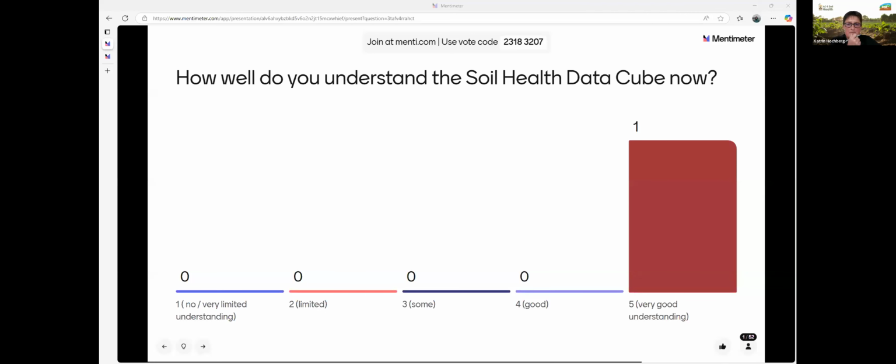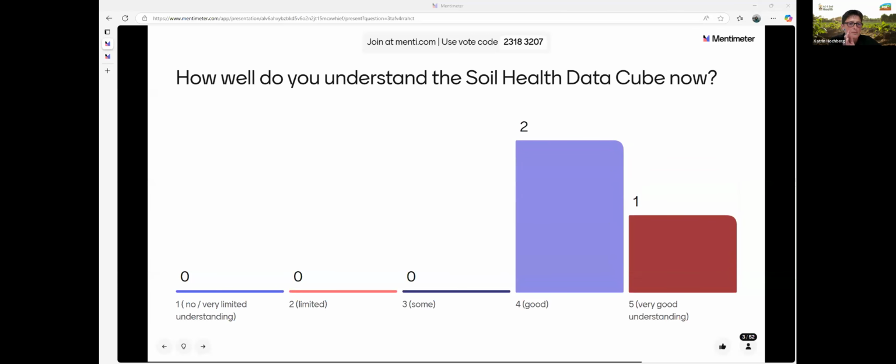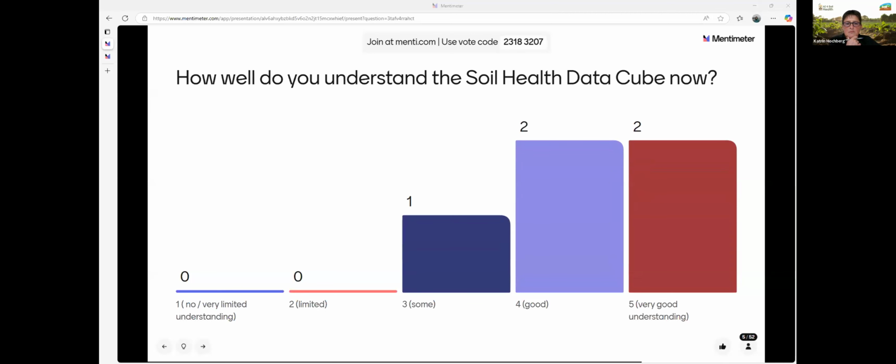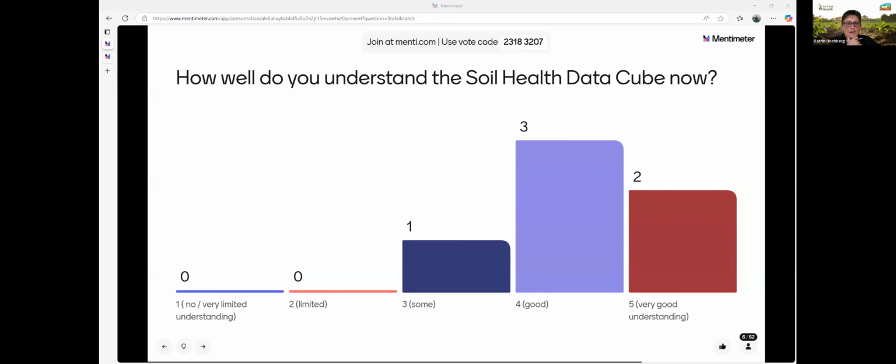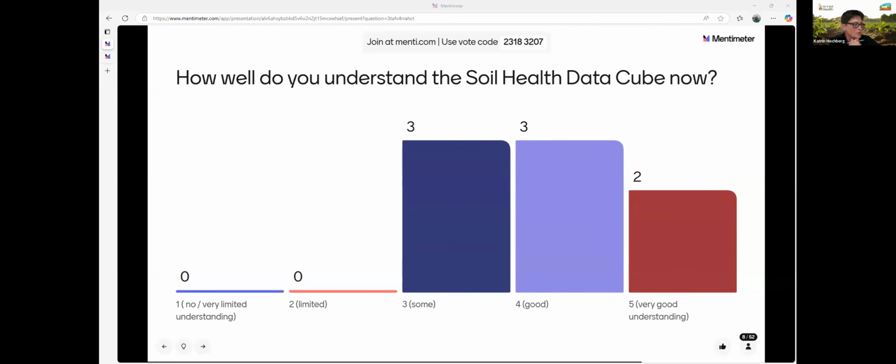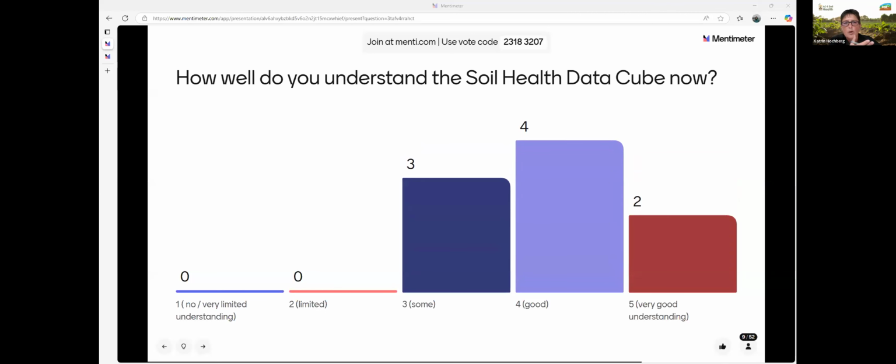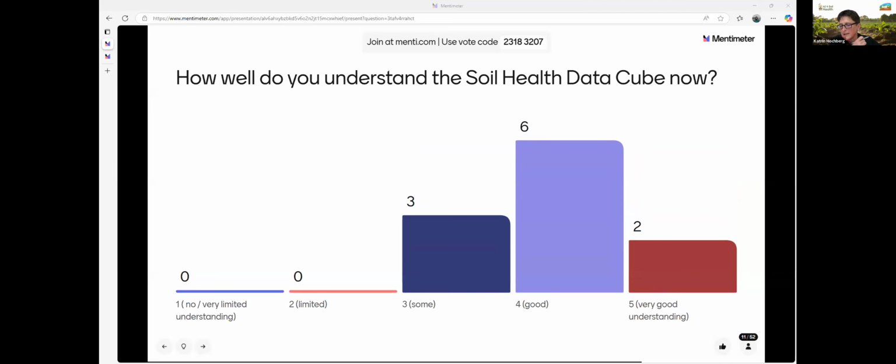Thanks, Josiah. And thanks, Maddie, for reminding me that we were going to check how people's understanding has changed. When we started this session an hour and a half ago, most people were still on a very limited understanding of the data cube. Let's see how this is changing. Anybody who's still on a limited understanding, do let us know what else you'd like to know to help explain the data cube better.